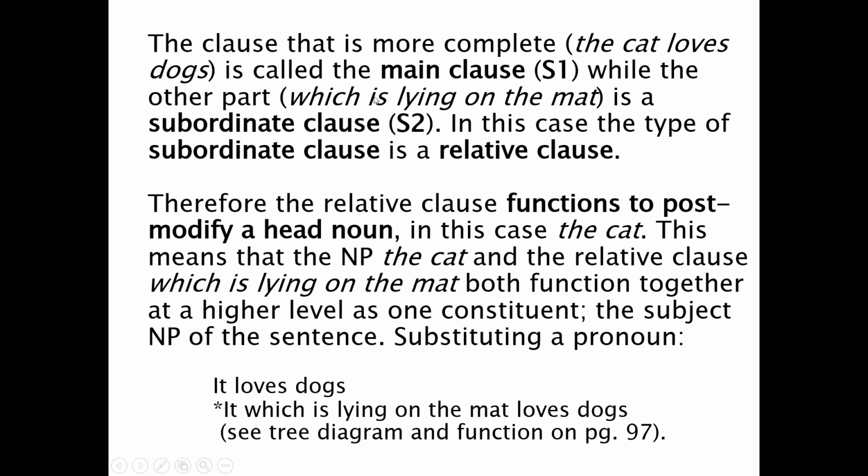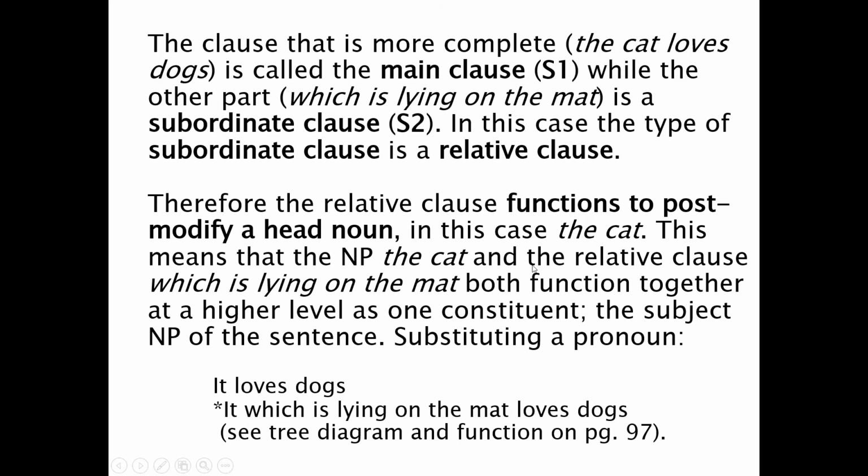While the other part, which is lying on the mat, is a subordinate clause, or you call it clause number two, or sentence two, that is a subsidiary sentence or supporting sentence. In this case, the type of subordinate clause is a relative clause, or you can call it an adjectival clause, or جملة شبه الصفة or صفة. Therefore, the relative clause functions to modify a head noun. The man who lives, the teacher who teaches, the one who's sitting at the back, the one who's lying on the sofa is Ahmad Abu Anza, and so on.